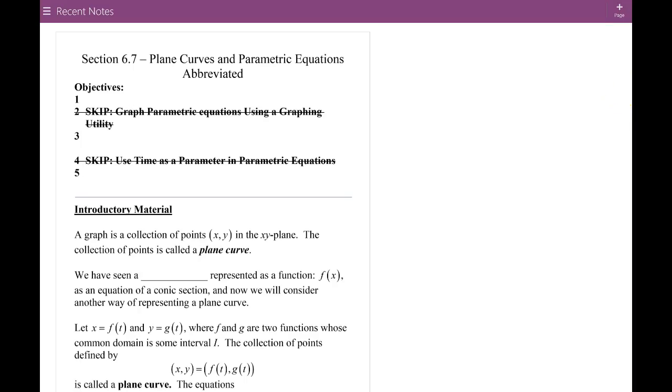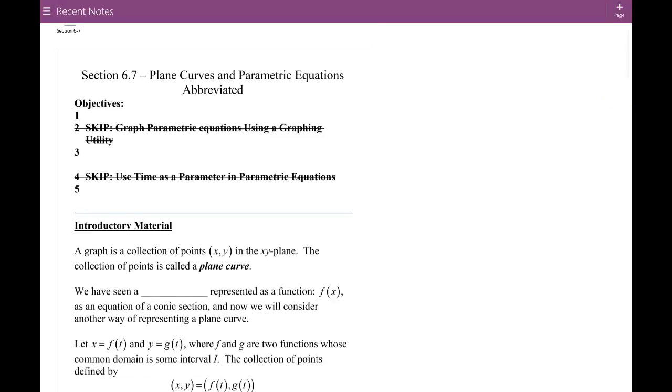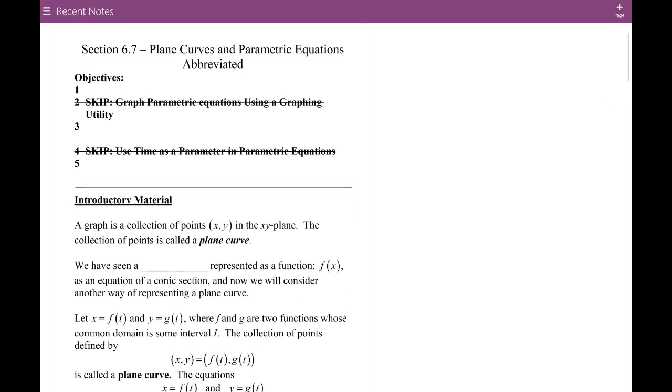This is the last section in this trigonometry class. Yay! So we're still in chapter 6 where we're talking about analytic geometry, and section 6.7 is called plane curves and parametric equations. So the first objective is going to be to graph parametric equations by hand.